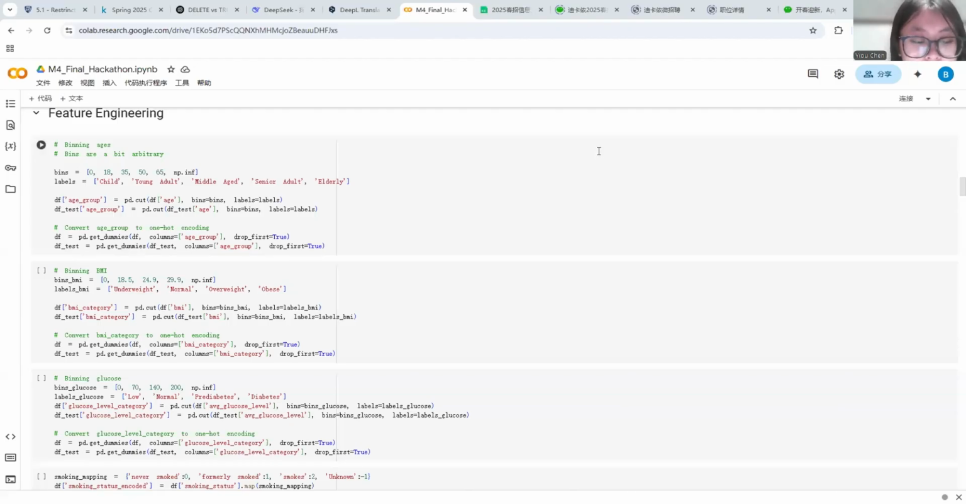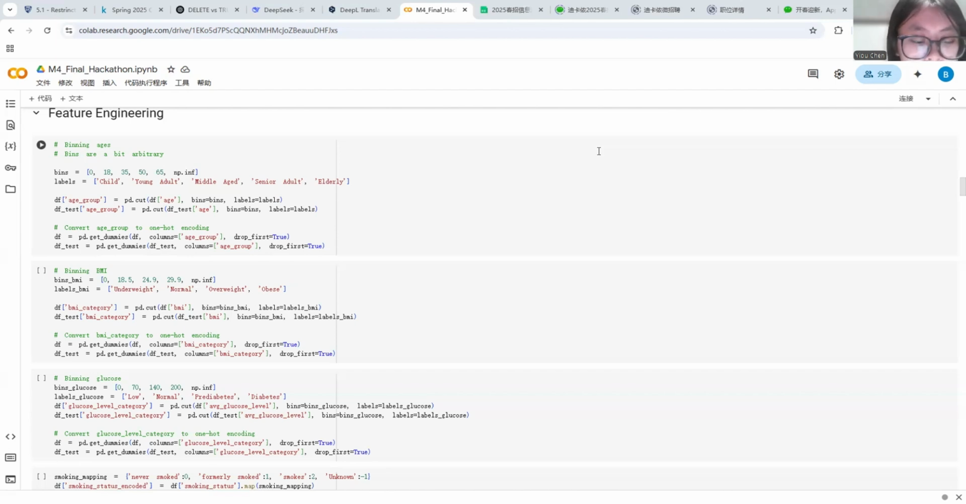To enhance the predictive capability of our classifier, we implemented several feature engineering techniques. First, we bin continuous variables. We grouped ages into categories, which are child, young adult, middle-aged, senior adult, and elderly, to capture behavioral patterns across different demographics, and classified BMI values into underweight, normal, overweight, and obese categories to reflect health risks. Also, we defined categories like low, normal, prediabetes, diabetes to differentiate metabolic risks.